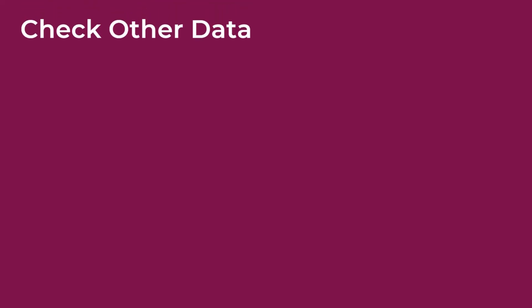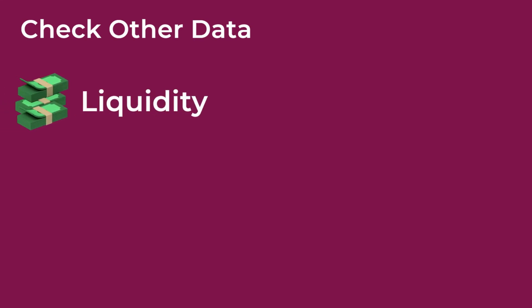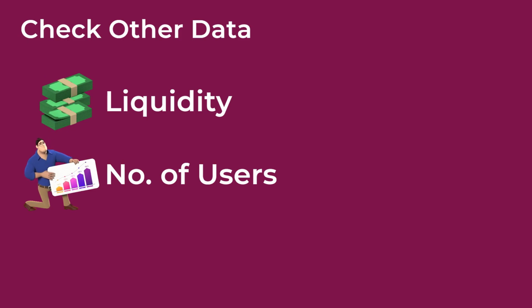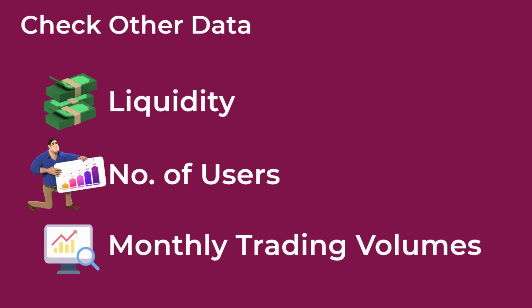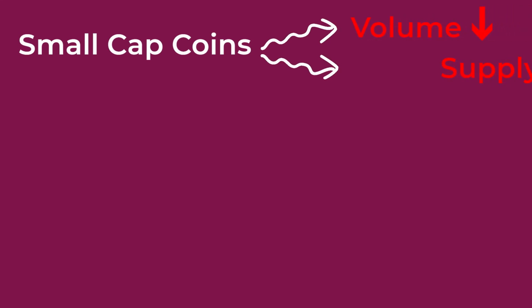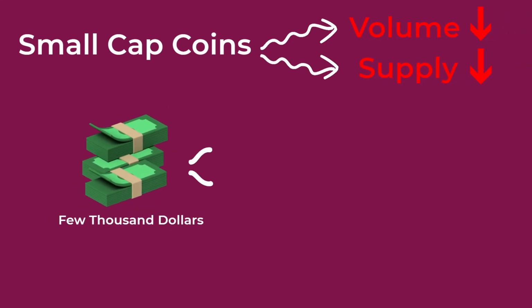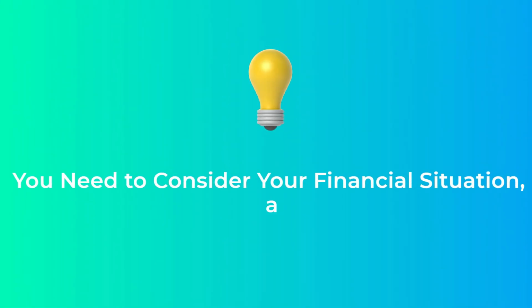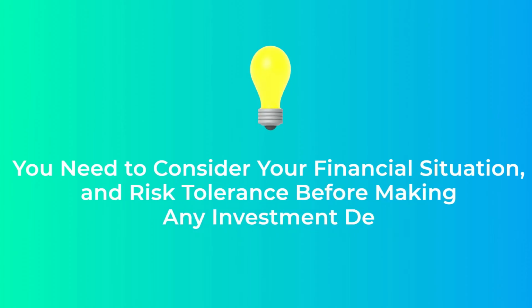So, when you research a coin before making an investment, you have to check other data, like the liquidity of the coin, the number of users currently trading the cryptocurrency, and the monthly trading volumes. Small cap coins, for example, that have low trading volume and low supply, can be manipulated easily with a few $1,000s. Also, you need to consider your financial situation and risk tolerance before making any investment decision.